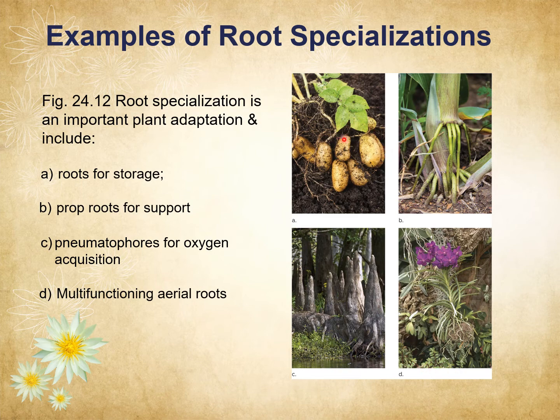In the first photo, we have the potatoes. The roots are enlarged and store large quantities of starch, so it's usually used for storage. The second one we have is the prop roots, which are mainly used for support. And then we have the pneumatophores, which are found near mangrove areas. Their roots are usually for oxygen acquisition. And the last one, we have the multifunctional aerial roots, usually hanging up in the air.